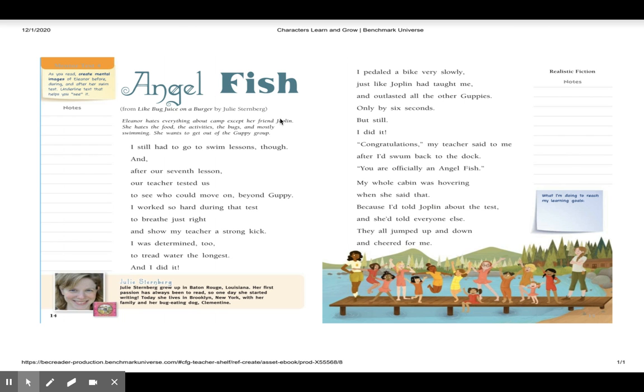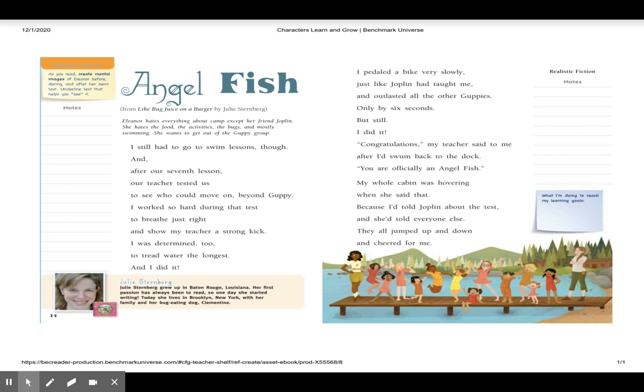So the introduction of Angelfish is taken from a chapter book, and this introduction gives me information about setting and plot events that have happened earlier in the book. And the introduction, just to remind you, says Eleanor hates everything about camp except her friend Joplin. She hates the food, the activities, the bugs, and mostly swimming. She wants to get out of the guppy group.